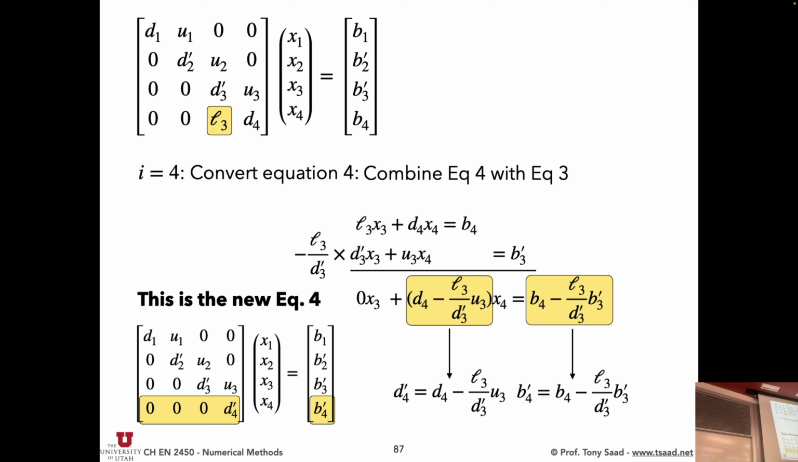It multiplies the whole thing. Oh, I'm dumb. Sorry. I forgot the parentheses, but it does multiply the entire equation, okay? It multiplies the entire equation. Basically, it's the same thing as multiplying that row by a constant.